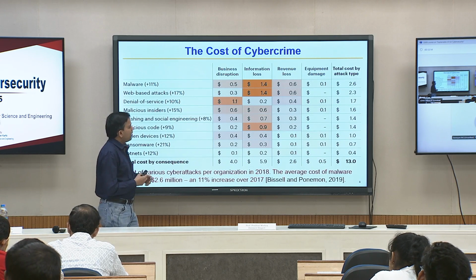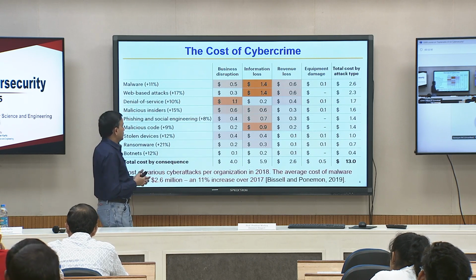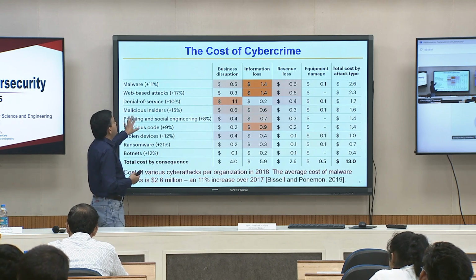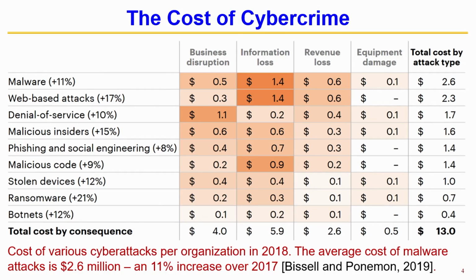So, if we go by raw numbers, this is by the Ponemon Institute. In this classification, they divided the categories as malware, denial of service, web based attack, phishing, malicious code, stolen devices, ransomware, botnets. We will get into all of them. Anybody knows what is a phishing attack?